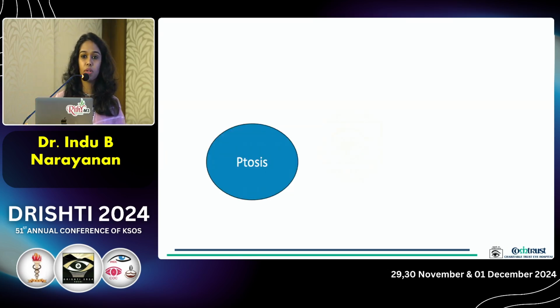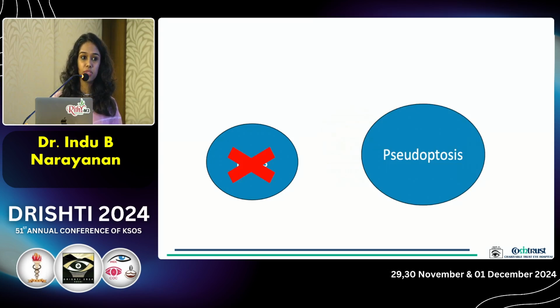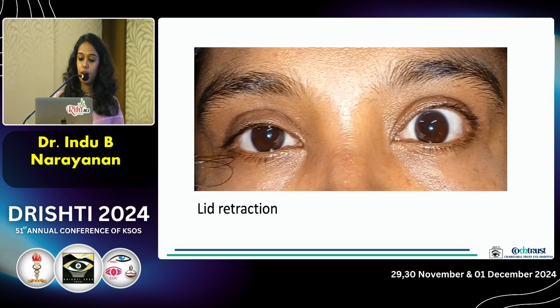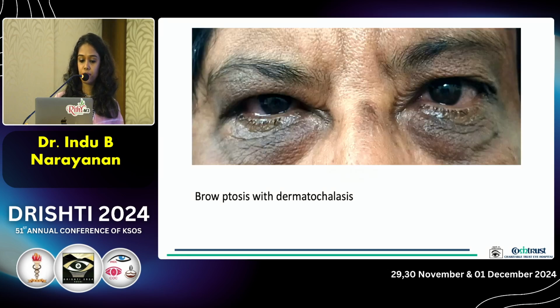Not all cases which appear as drooping of the eyelids are ptosis. Some can be pseudoptosis. Always be aware of the pseudoptosis cases. Here the patient had come with complaints of smallness of her right eye, but you can see that it is actually a case of lid retraction in the left eye. This is another case. Again, she had come telling that it is a smaller eye on the right, but it's actually brow ptosis with dermatochalasis.